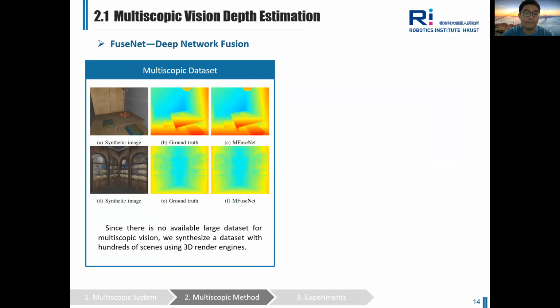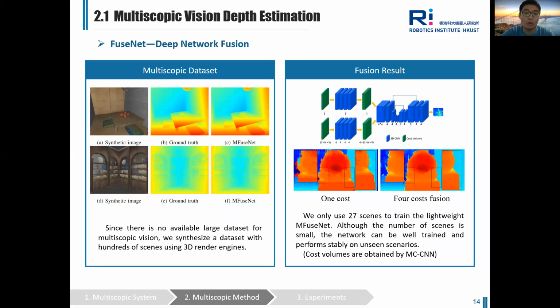Since there is no available large dataset for multiscopic vision to train our network, we synthesize a dataset with hundreds of scenes using 3D render engines. For each scene in our dataset, there are 1 center image and 4 surrounding images. Each color image has its corresponding ground truth disparity map. This dataset actually can be used in many other applications beyond multiscopic depth estimation, like multiscopic super resolution or multiscopic view synthesis. We only use 27 scenes to train the lightweight FuseNet.